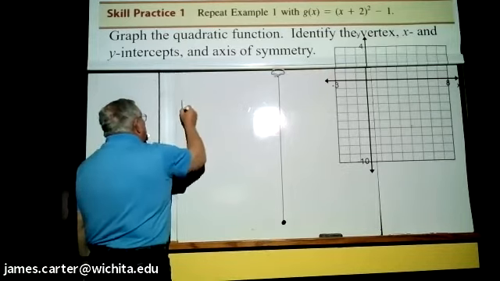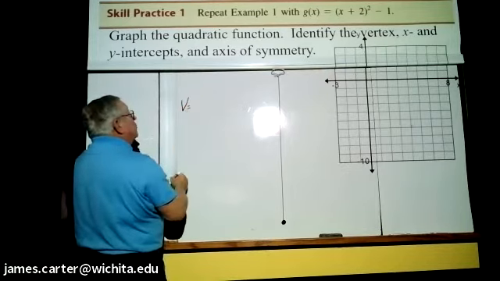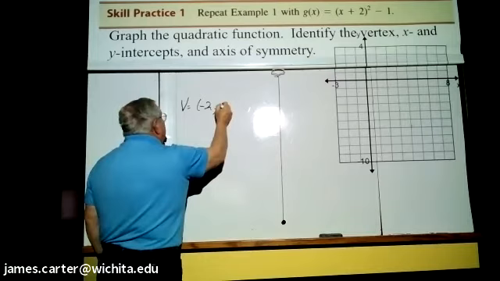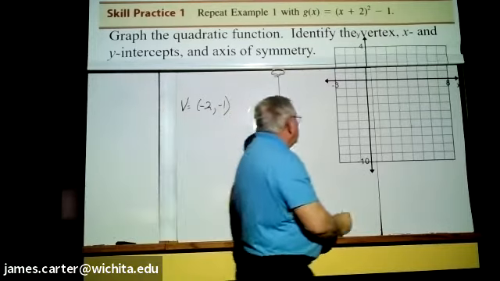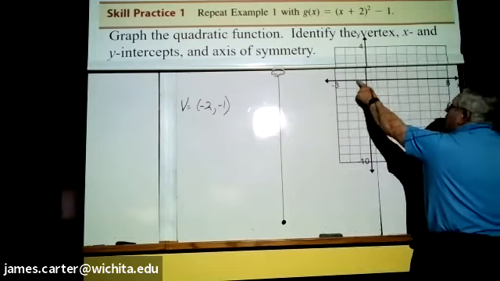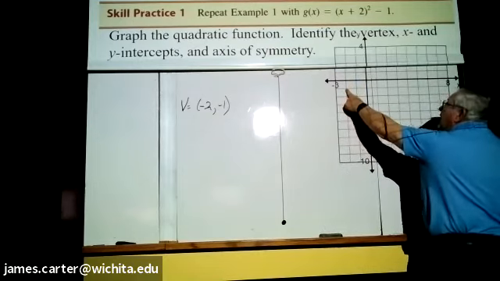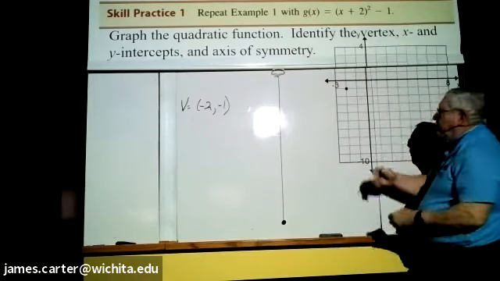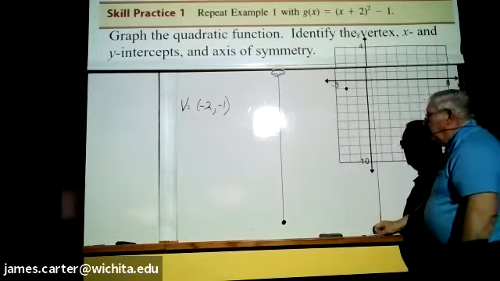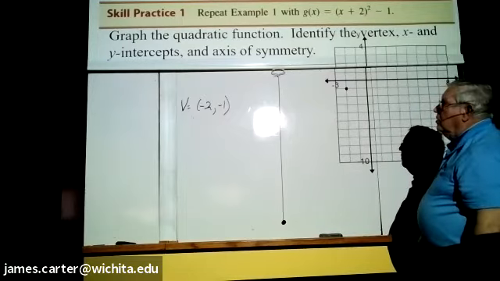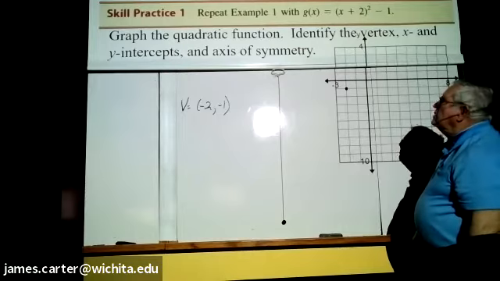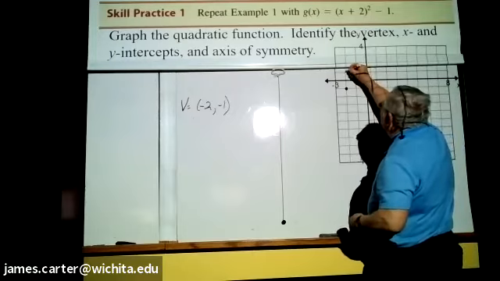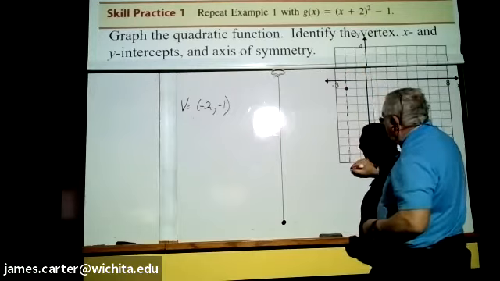What is our vertex going to be? Our vertex is going to be negative 2 and negative 1. So let's graph that. Negative 2, negative 1. Looks like my graph may not go far enough that way. All right, so next thing let's do. Well, we know right now that our line of symmetry is going to be right here.